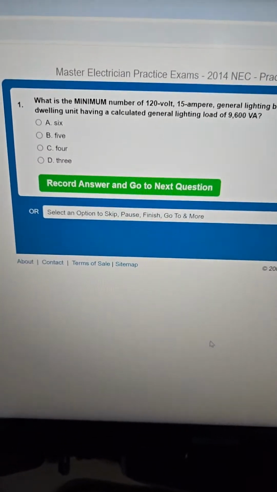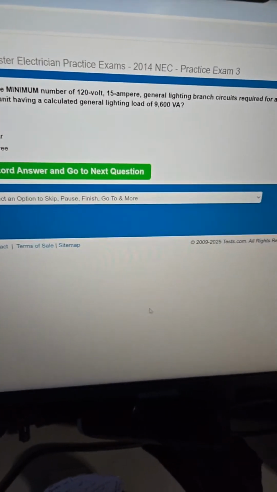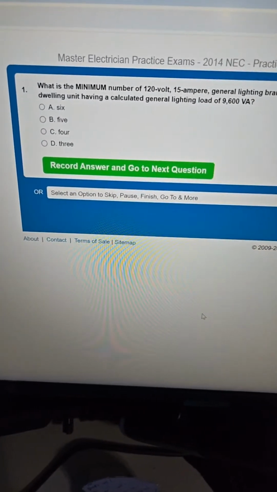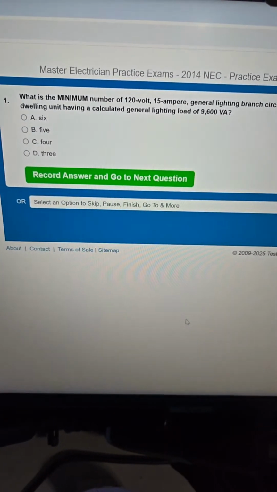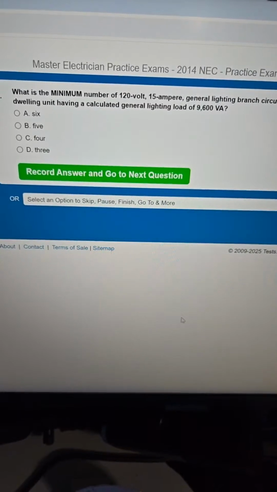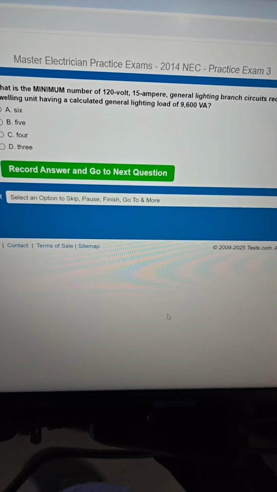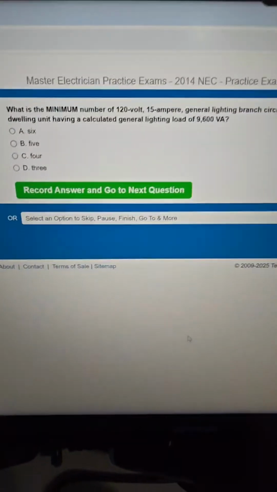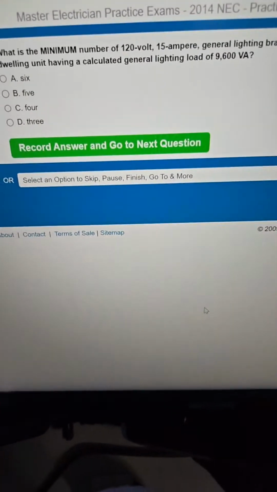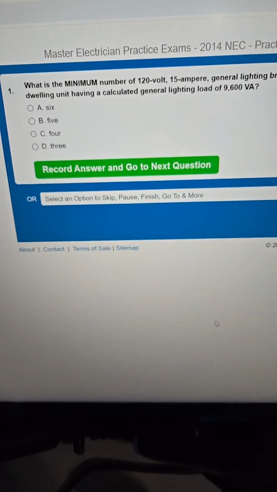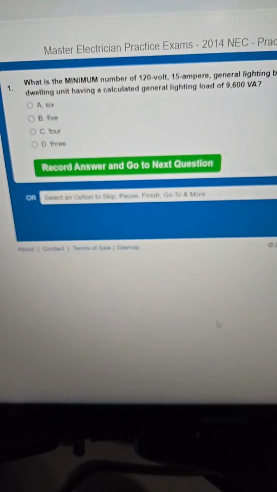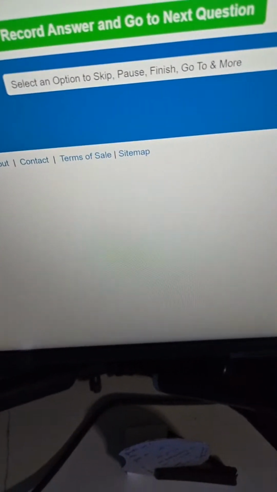Okay, what is the minimum number of 120 volt 15 amp general lighting branch circuits required for a dwelling unit having a calculated general lighting load of, oh my god. Yeah, this is not going to be easy without the code book. I don't have a code book. I don't know. We're going to go to the next one. We're going to guess 5. We're going to the next one.